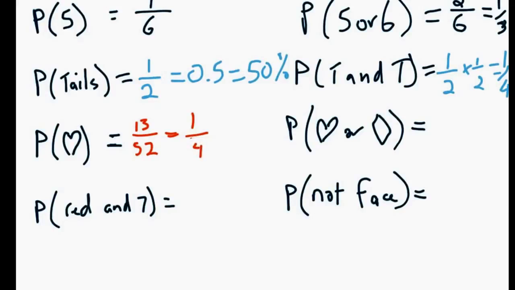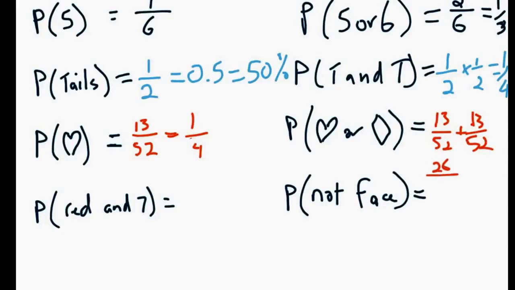Okay, what's the chance you get a heart or a diamond? Well, there's 13 hearts and 13 diamonds, so you'd have 13 and 13, which would be 26 out of 52, or if you reduce that, that would be a 1/2, or 50%. Okay, what's the chance you'd get a red card and a 7?